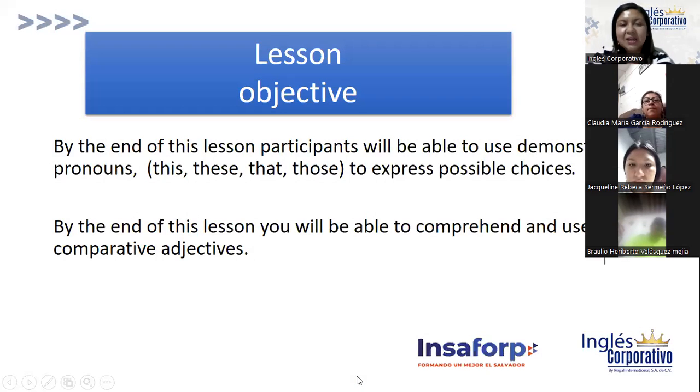Well, lesson objectives. We have two. By the end of the lesson, you will be able to use demonstrative pronouns, which are these, that, those, to express possible choices. And you will be able to comprehend and use comparative adjectives.